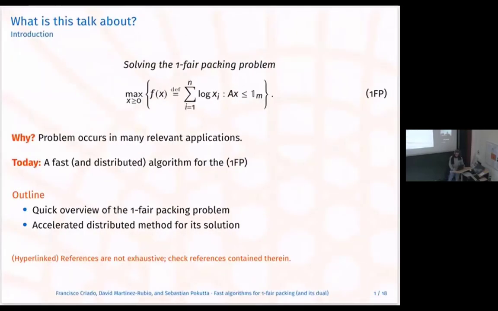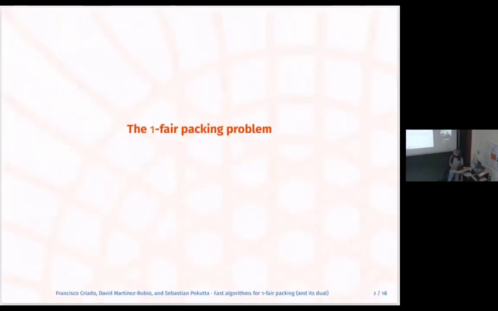I will first talk a bit about the one fair packing problem to provide a bit of context, and then I will talk about the actual optimization method. I apologize in advance, the proofs are a little bit technical, so I will confine myself to the key building blocks and how everything fits together in the last step. All right, so let's get started with the one fair packing problem.